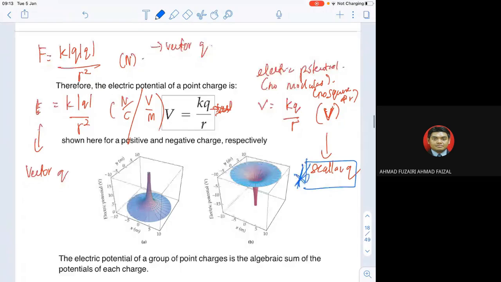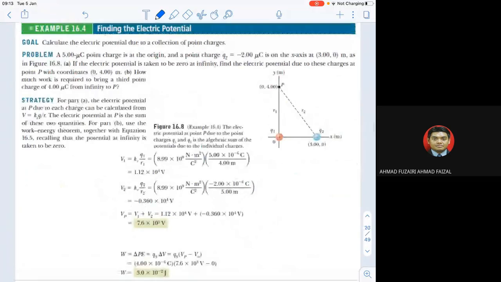Okay, let's look at the examples. A 5 microcoulomb point charge is at the origin, and point charge Q2 is negative 2 microcoulomb. It is on the x-axis at 3 meters, as in the figure. The coordinates can be read as x and y, so it falls on the x-axis at 3.